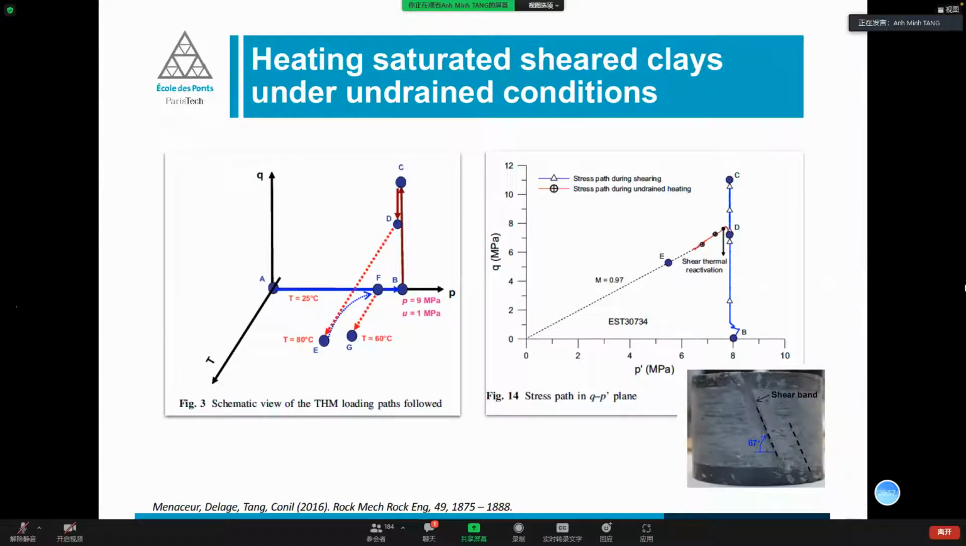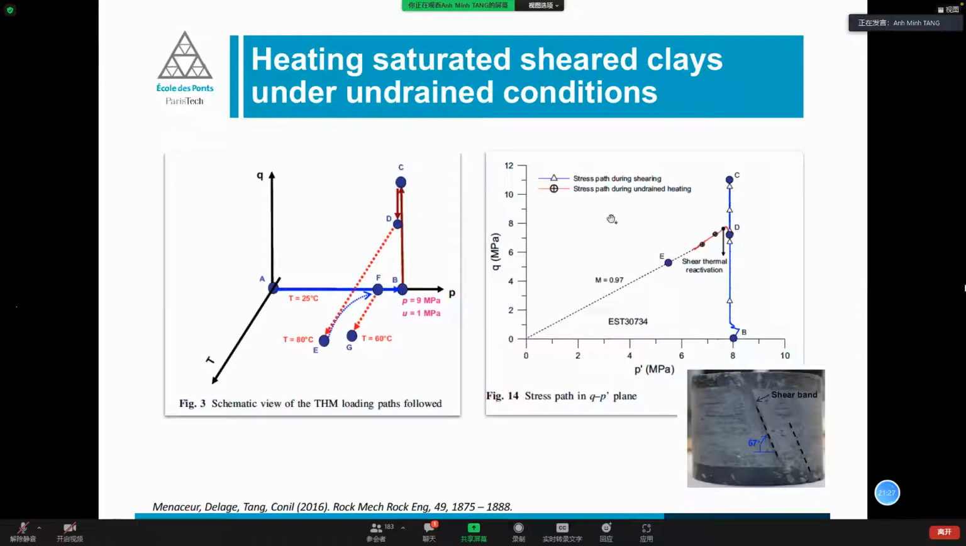If we measure the strain, it looks like during heating, this shear band is reactivated just because of heating. That can have a consequence for the tunnel. When you heat the tunnel, this shear band, which we saw was stabilized because we decreased the stress here, can be reactivated again just by heating.